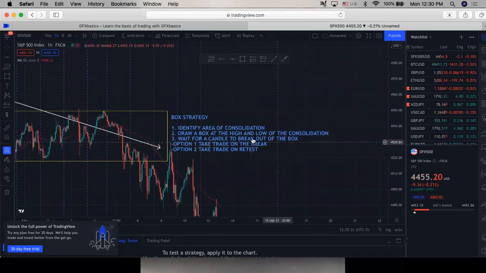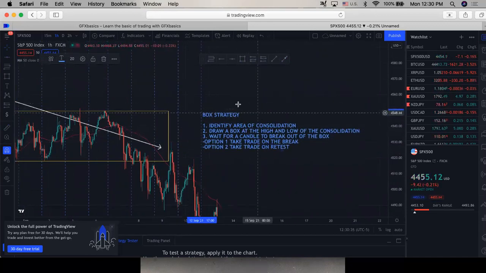So, very simple box strategy, actually one of my favorites. Make sure you guys are locked in. Super simple, super easy to understand, and you can put some work in right away.